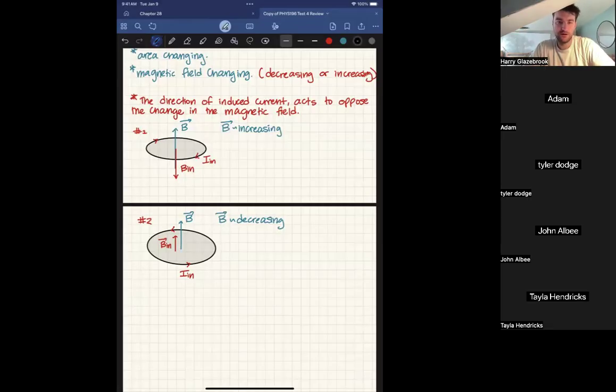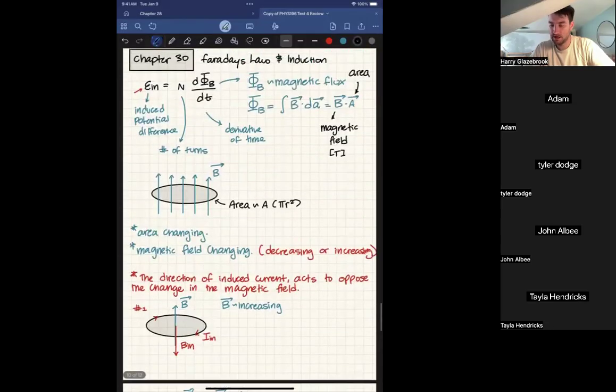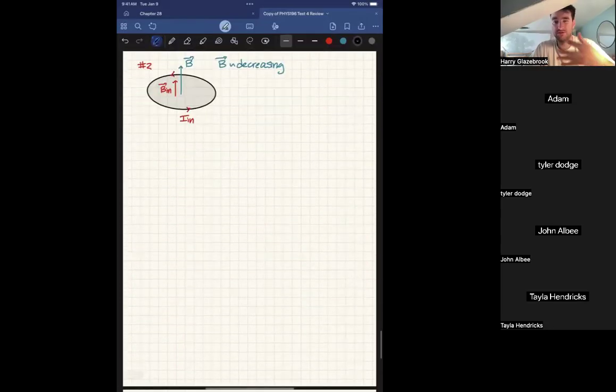So I swear, almost done. There's just one more thing with induction, and then we'll move to inductors super briefly, and then we'll be all done.